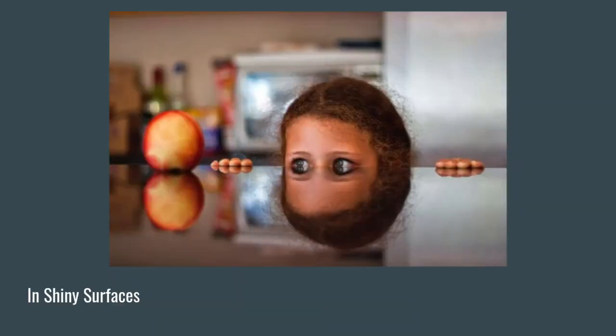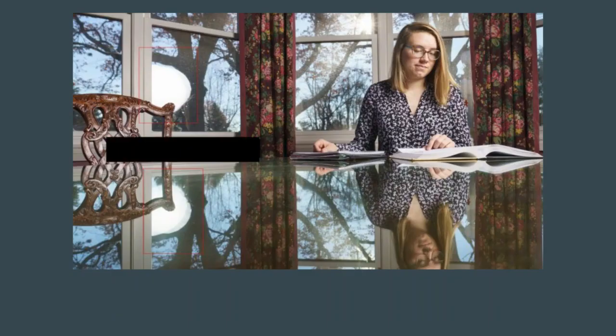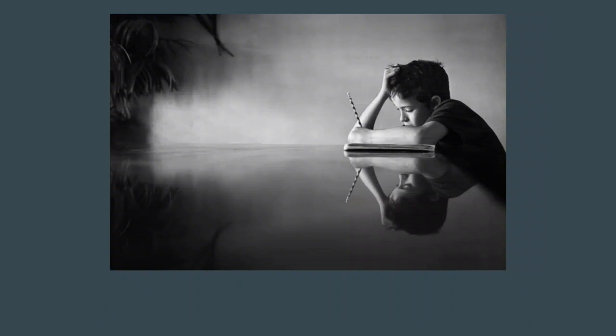There might be shiny surfaces. So there might be a counter or a table that's been waxed or something that has a very shiny surface and that will reflect. And this one I think is particularly strong because there's not too much going on. The last one, there was kind of a lot in the background. This one is a little more simplified and it really shows off the reflection even more.